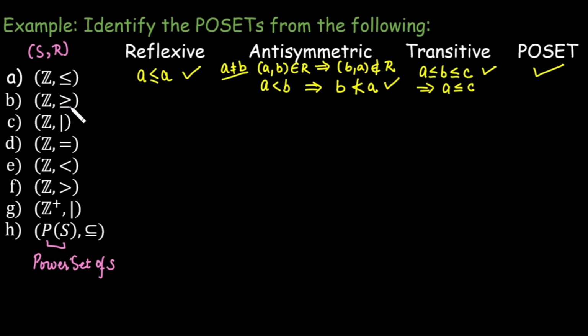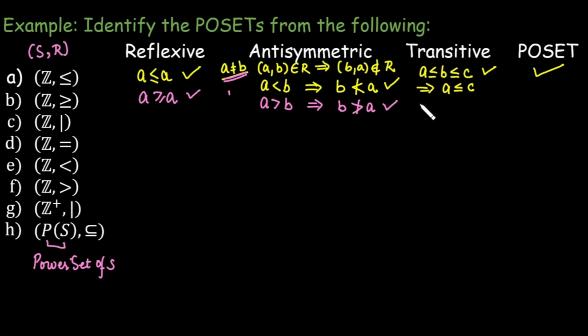Similarly, check for the next case whether this is reflexive. So we need to check whether every element is greater than or equal to itself. Yes. Now for the antisymmetric, A is not equal to B, and if (A, B) is a part of the relation, it means in this case it will hold the condition that A is strictly greater than B. Does this imply B is not greater than A? Yes. So it means it is antisymmetric.